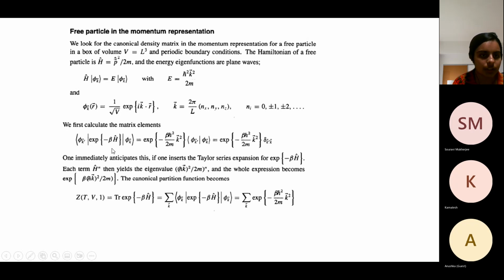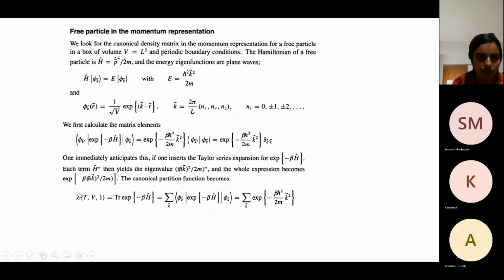So this gives you the corresponding matrix elements, right? And here what you see is, when this operates on phi k, because it's an eigenstate, what do we get? We get this corresponding value, the corresponding h bar square k square by 2m. And then this inner product gives you a delta function because these are orthonormal vectors, or orthonormal wave functions. So this is how each matrix element looks.